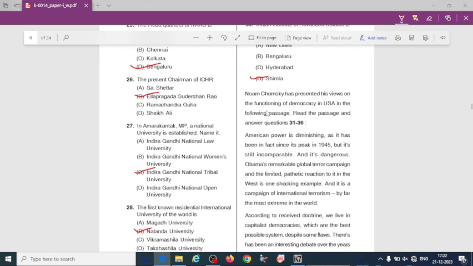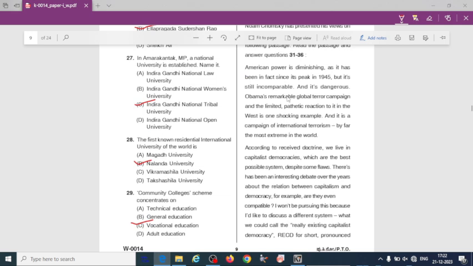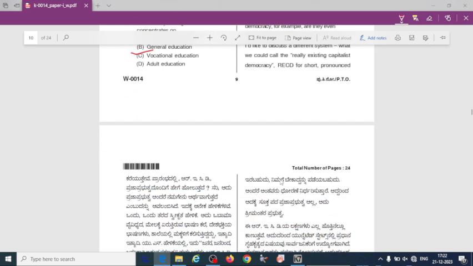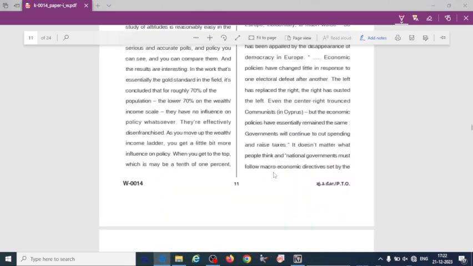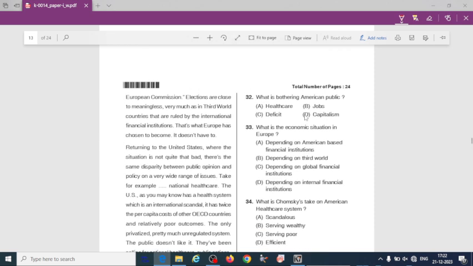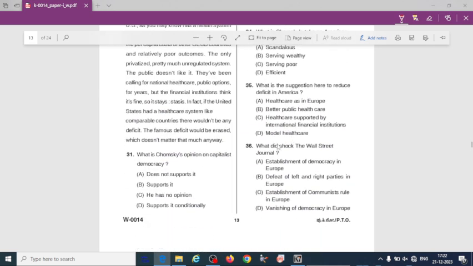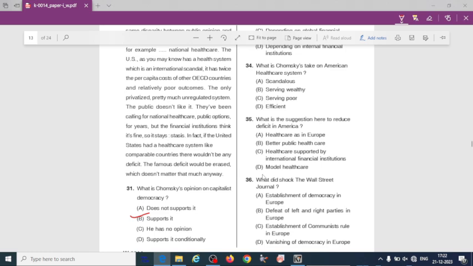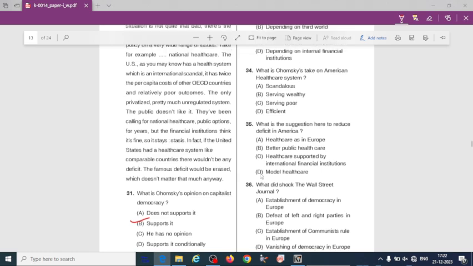So here is the passage they have given. Just you have to read it carefully and then you have to answer the questions given here. I will mention the options which are correct. So the first question, what is Chomsky's opinion on capitalist democracy? The option B is correct here, supports it. After reading the passage, you can clearly understand and answer the questions.